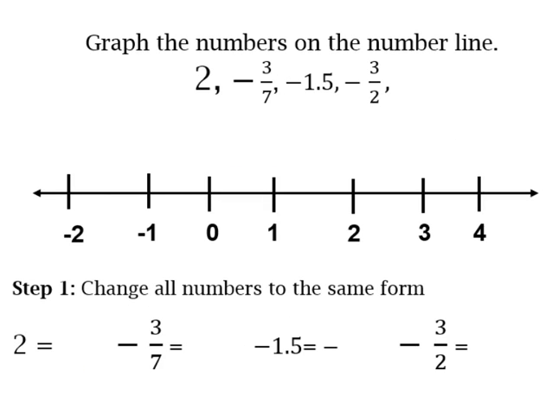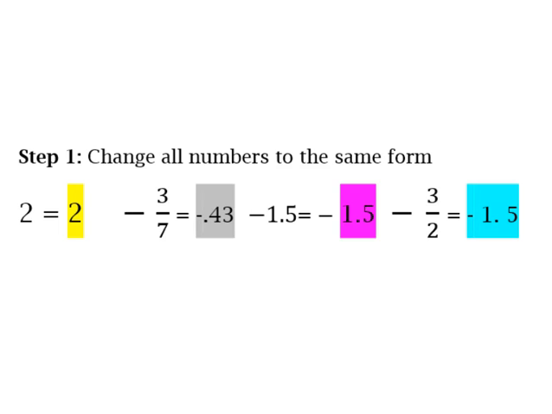Graph the numbers on the number line, and the numbers we have are 2, negative 3/7, negative 1.5, and negative 3/2. And of course, as we said before, the first thing that we need to do is change all of our numbers to the same form. What form are we going to use? Decimals.